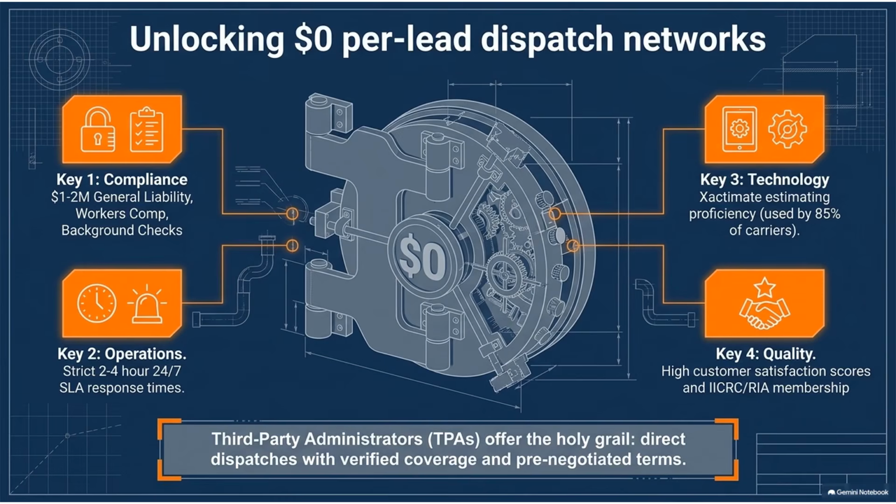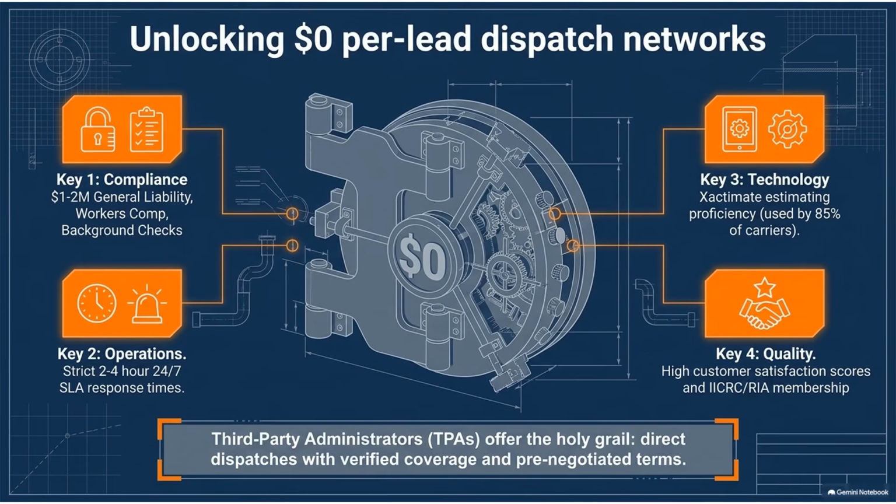There's zero marketing costs per lead. Exactly. You aren't playing the Google Ads casino for $75 a click. The insurance carrier just sends you the job. But the barrier to entry is intense. To get in, you have to agree to 24/7 response times, 2 to 4 hour service level agreements, mandatory background checks, and incredibly strict pricing agreements.